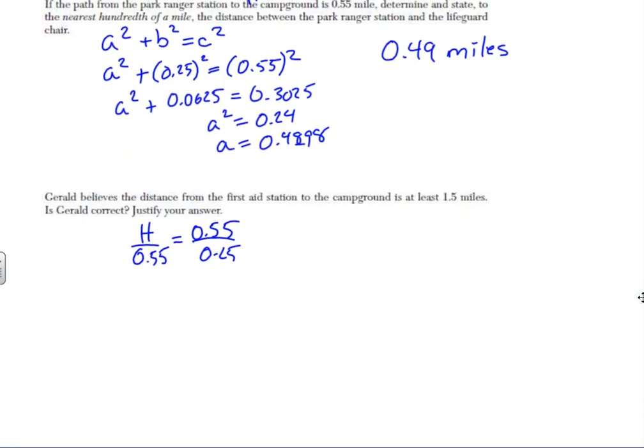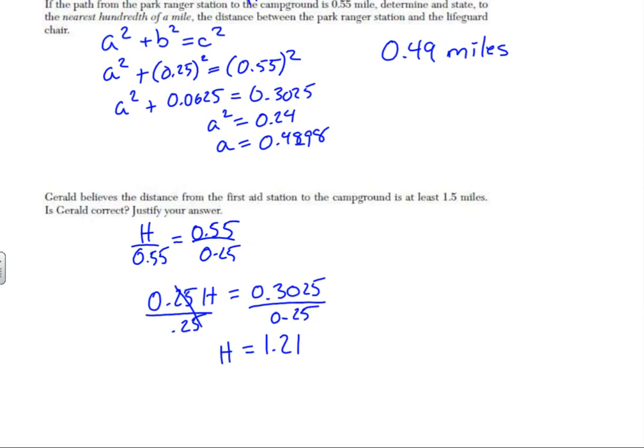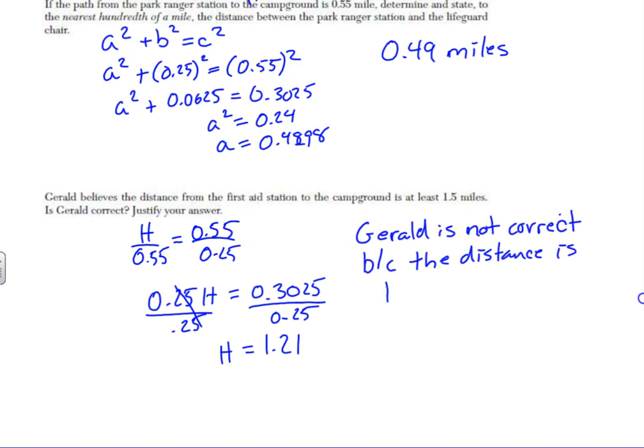And so let's go ahead and just cross multiply, the cross product property, and see what we get. So 0.25H equals 0.55 squared, or 0.3025. So we divide that by 0.25. And we get 1.21 for the length. So Gerald believes the distance... Is Gerald correct? Okay, Gerald is not correct because the distance is 1.21 miles.